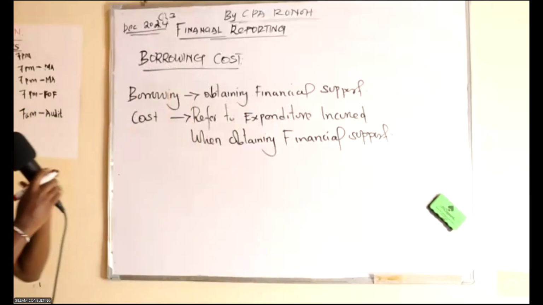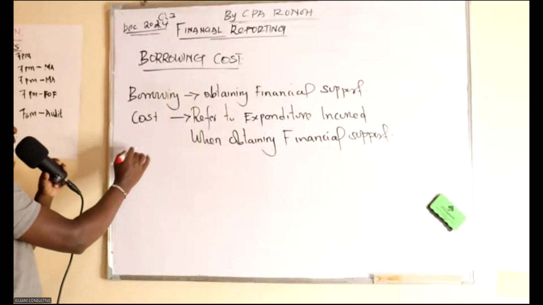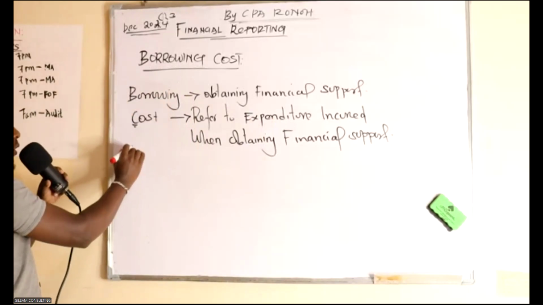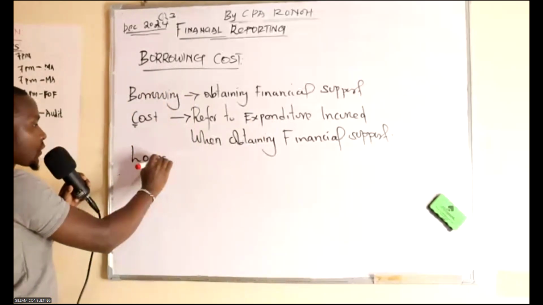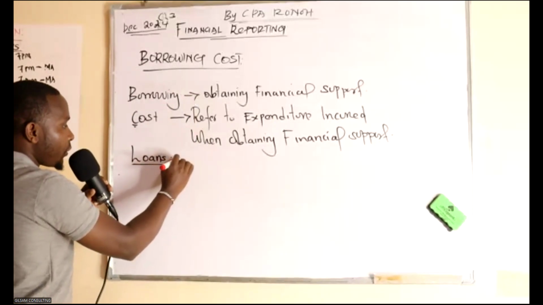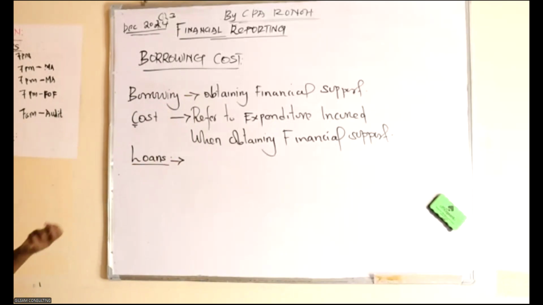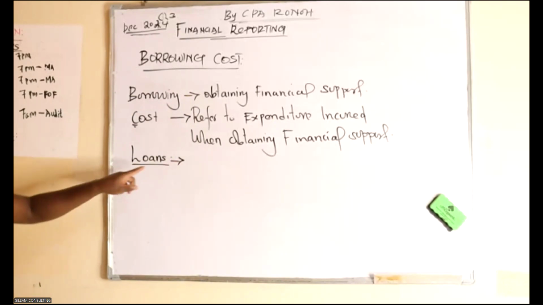So what are these financial facility or the borrowing we are doing here? The borrowing here, we are talking about loans. If you borrow a loan, this is a financial obligation of the company, or the company is not in a good position to finance their operation. So what they do, they go for a loan.